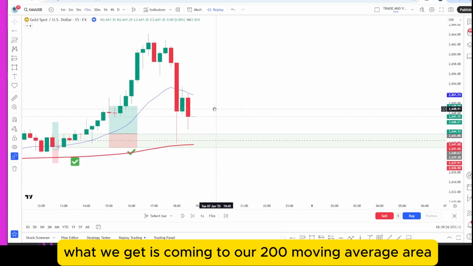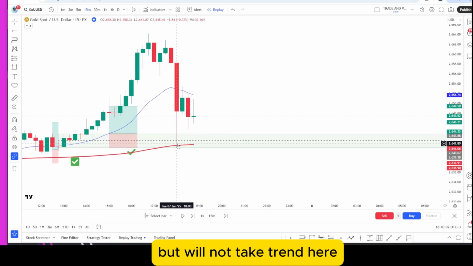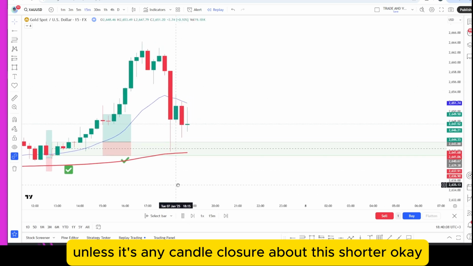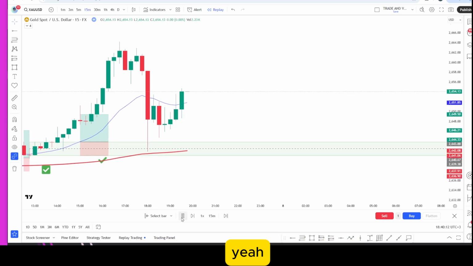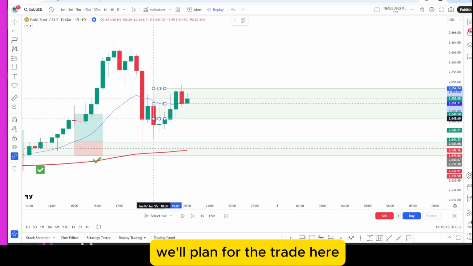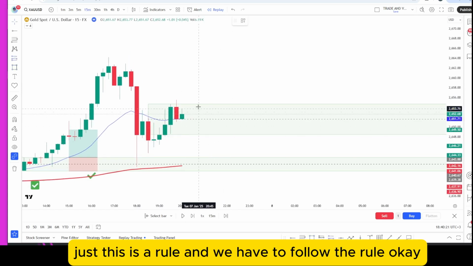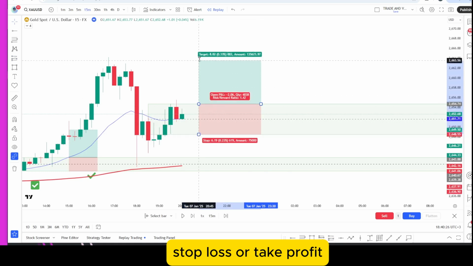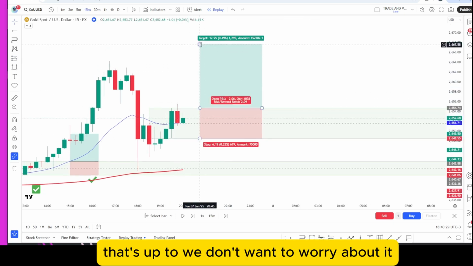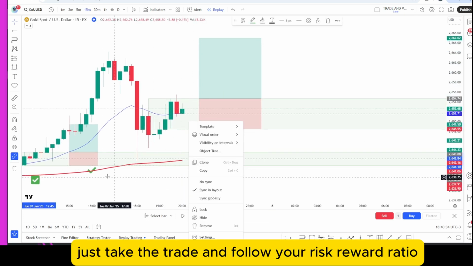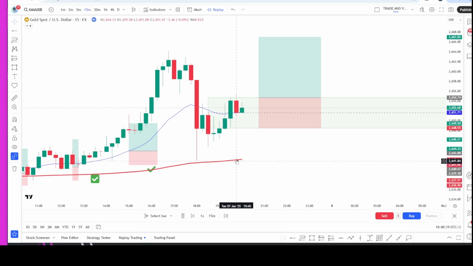Okay, what we get is the price coming to our 200 moving average area, but we will not take a trade here unless any candle closes above this short term. Okay, we have to strictly follow the rules. Yes, we got one candle closure, and what we will do is plan for the trade here. We don't know what will happen, this is a rule and we have to follow the rule. Stop loss or take profit, that's up to here. We don't want to worry about it, just take the trade and follow your risk reward ratio. That's it. So we'll see what is happening here.